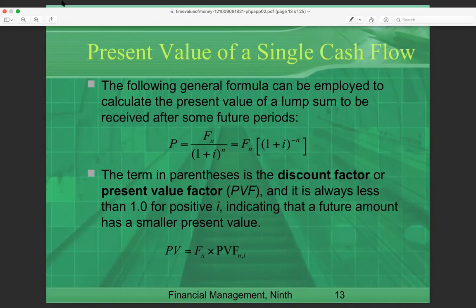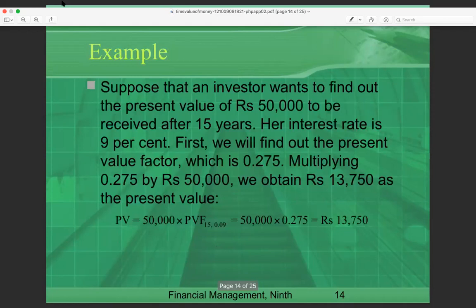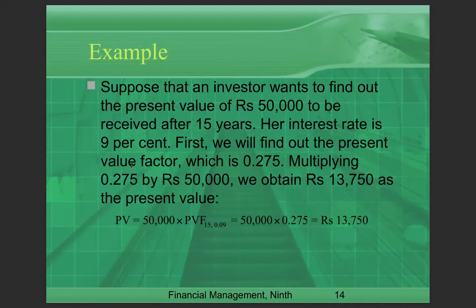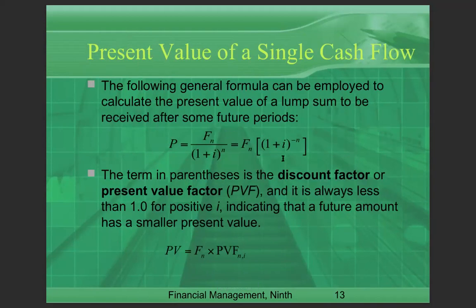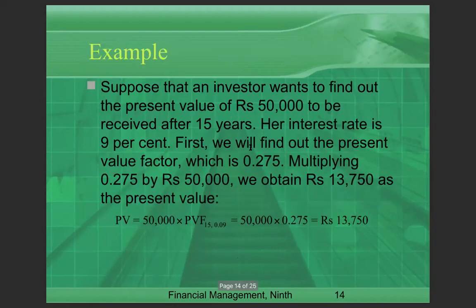What's the value? Okay, this is the value. This is called PVF, the present value factor, and the PVF is 0.275. This PVF 0.275 multiplied with 50,000 gives you 13,750. Alas, the 50,000 that you receive after 15 years is worth just 13,750. That means to that extent the money gets deteriorated in its value, in its purchasing power.